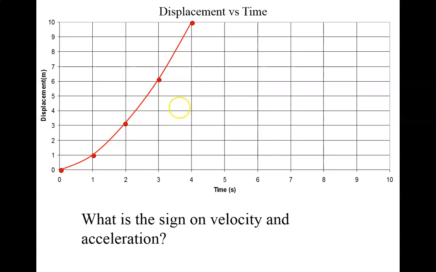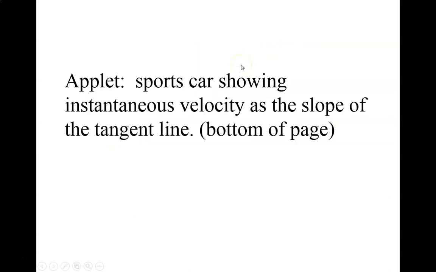What's the sign on the velocity and the acceleration here? Well, its displacement is still in the positive direction, which means that its velocity is positive. And the fact that it's speeding up means the signs have to be the same on velocity and acceleration. So the velocity and the acceleration have to both be positive.